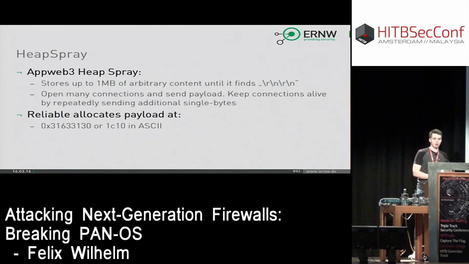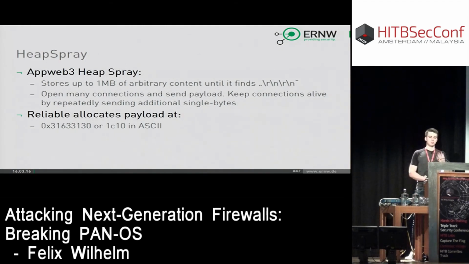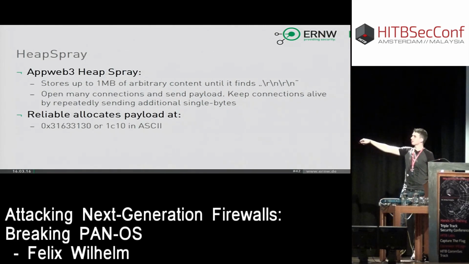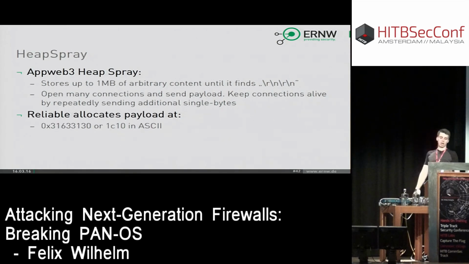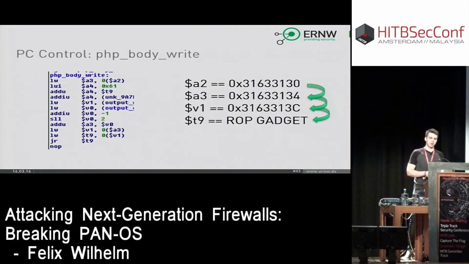And the idea for how to exploit this is we just open up many connections, send the payload, keep the connections alive so it doesn't free the heap memory, and do this a lot of times. And as it turns out, this works in a way that we reliably allocate our payload at the following address. And it turns out this is actually a valid ASCII alphanumeric string when we convert it. So what do we store inside this heap spray? We can store arbitrary values inside there.